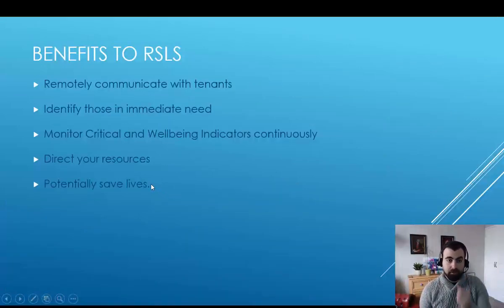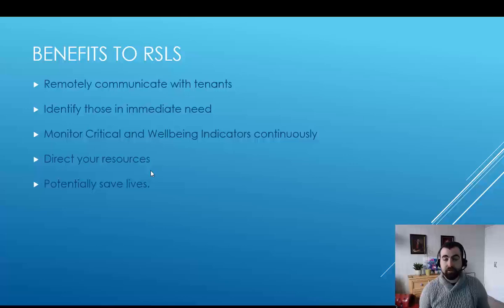One of them is that we're remotely communicating with tenants. It's going to be very, very difficult to maintain the telephone calls to tenants weekly or bi-weekly to make sure that they're doing okay, or even more frequently. We don't have to just restrict ourselves to doing things weekly or bi-weekly. We can also identify those who are in immediate need in real time and allow them to identify themselves so that we can then take that information as it's given to us and respond to it in whatever way we choose. We can monitor both the critical and the well-being indicators continuously for the entire tenant base, allowing us to have a really clear picture of what's going on.